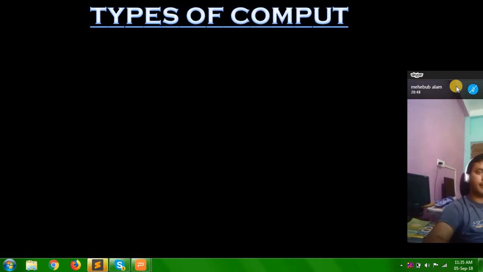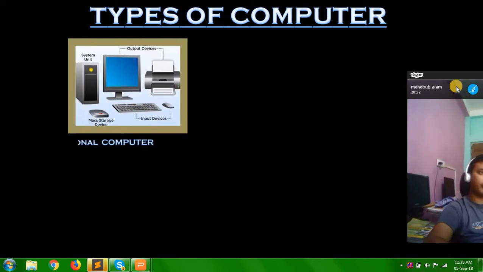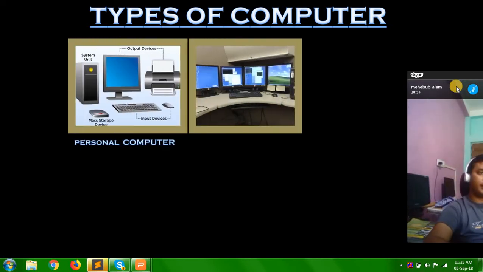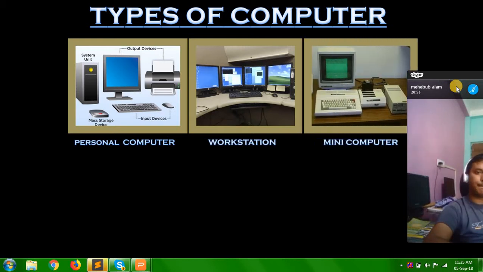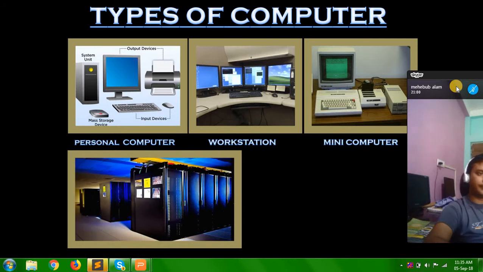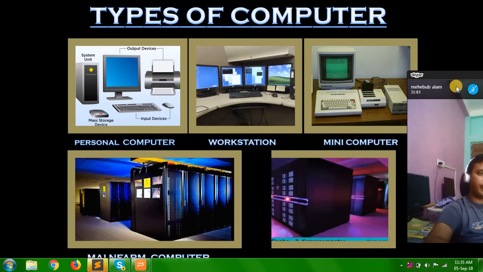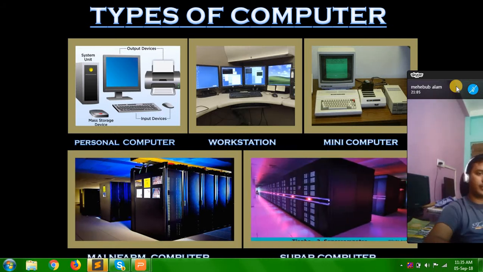Type of computer. Personal computer, workstation, and mini computer, mainframe computer, supercomputer.